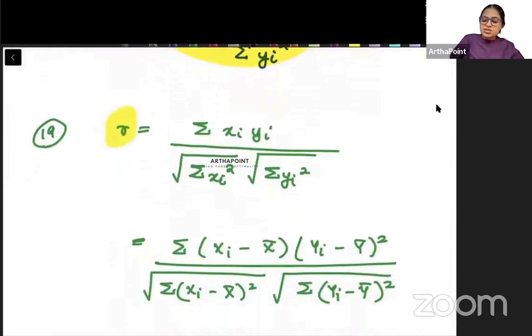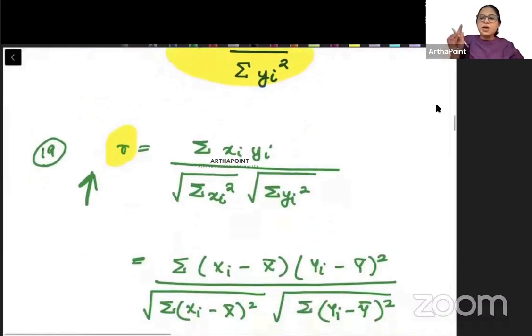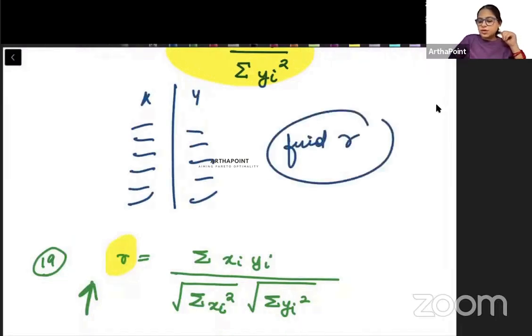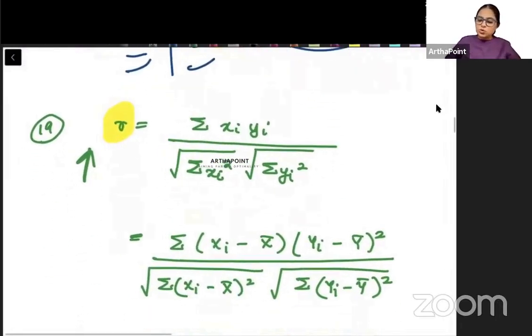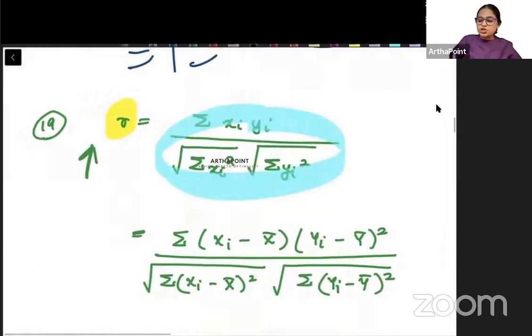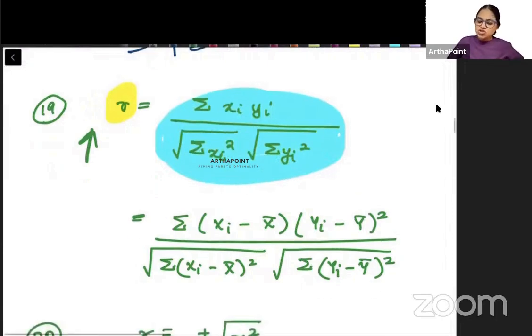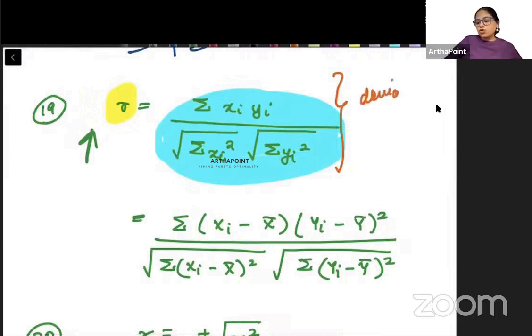Now suppose someone asks you to only find R, not R square. Okay? And you are only given the values of X and Y. You are only given that this is your X, this is your Y, and find R. Right? So what you can do is use this formula, which is summation xi yi upon under root summation xi square, under root summation yi square. Just remember that whenever I write in small letters, these are all deviations from means, beta.